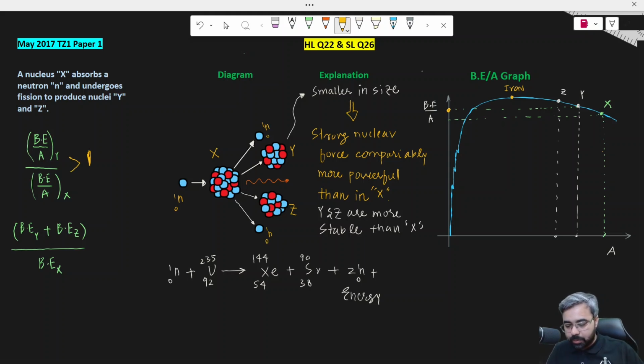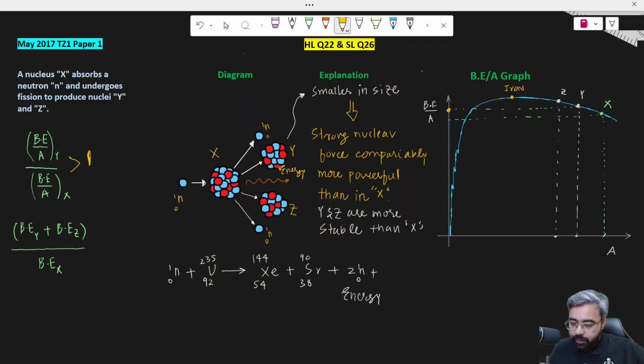Now, let's come to the second part. We know that energy is released. How is that energy released? That energy is always released whenever a nuclear fission reaction takes place. A certain amount of mass of X will be lost, and that will convert into the equivalent amount of energy which is released during the reaction.